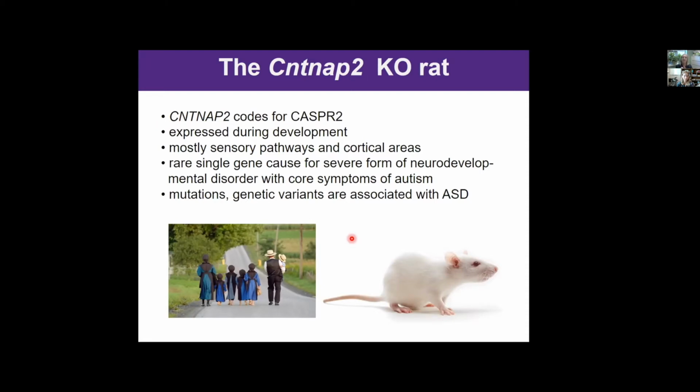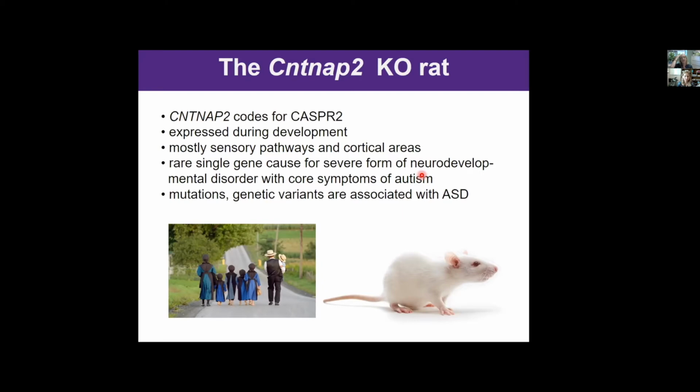It is a rare single gene cause for a severe form of neurodevelopmental disorder with core symptoms of autism. And the strongest evidence comes from a population of Old Order Amish people in Pennsylvania, where 13 individuals have a mutation in Cntnap2 that introduces a stop codon in the gene. And so their Cntnap2, their Caspr2 protein, is rendered completely dysfunctional. And these 13 individuals have the severe form of neurodevelopmental disorder, but they show core symptoms of autism.